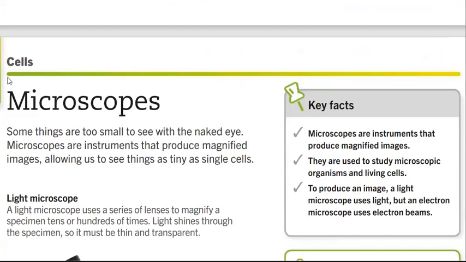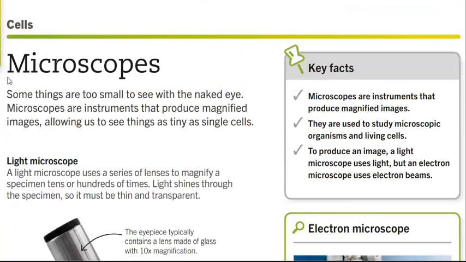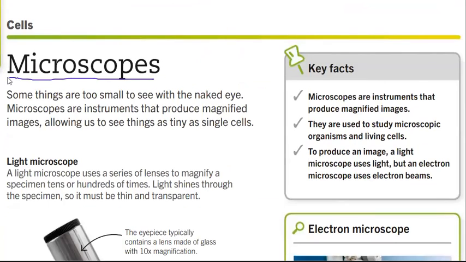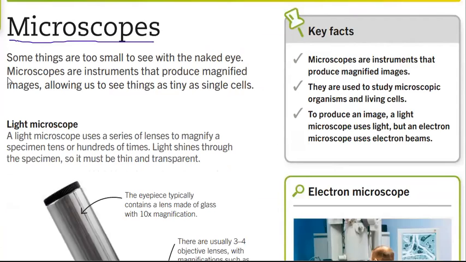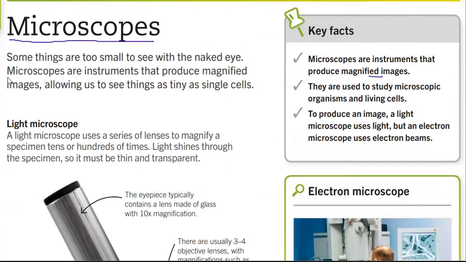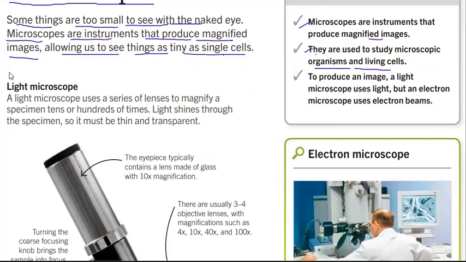Now we will see about microscopes. Actually, these are instruments that produce magnified images. Just now we observed that some things are too small to see with the naked eye. Microscopes are instruments that produce magnified images, allowing us to see things as tiny as single cells. And these are used to study microscopic organisms and living cells.